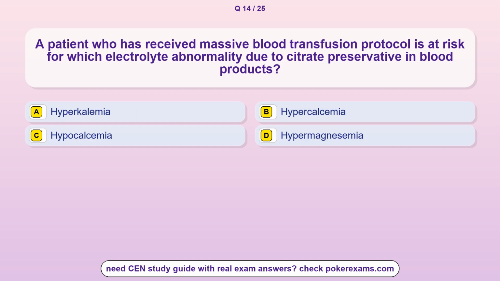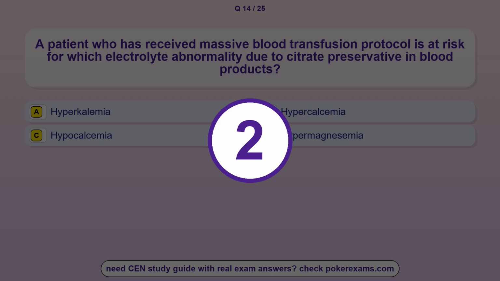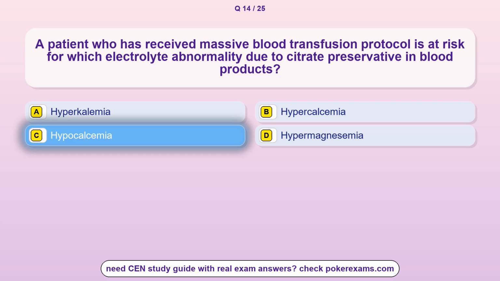Question 14. A patient who has received massive blood transfusion protocol is at risk for which electrolyte abnormality due to citrate preservative in blood products? Option A, hyperkalemia. Option B, hypercalcemia. Option C, hypocalcemia. Option D, hypermagnesemia. The correct answer is option C, hypocalcemia.